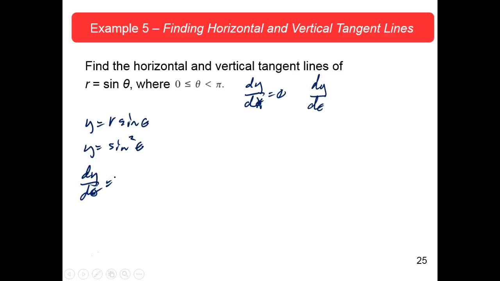What would that be? 2 sine theta times cosine theta. Exactly. Power rule, then chain rule. Okay? And where is that equal to 0? 2 places. Certainly 2 is never equal to 0, but where is sine theta equal to 0?